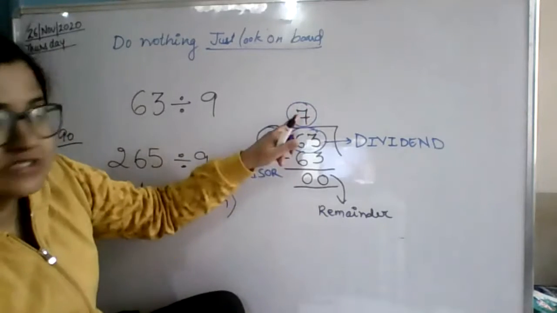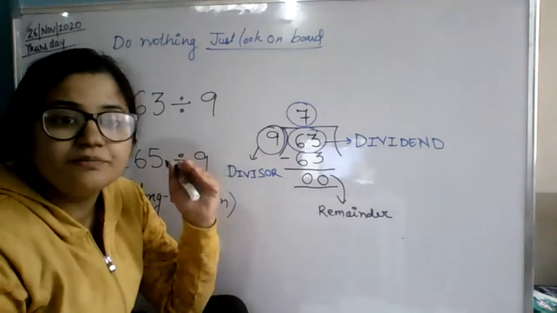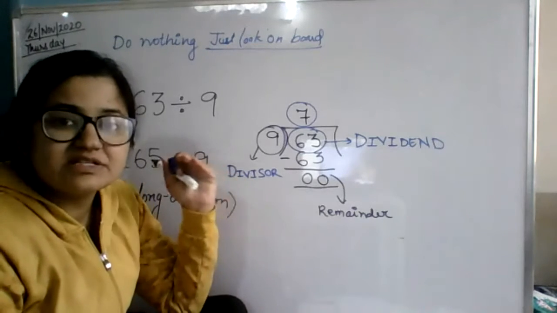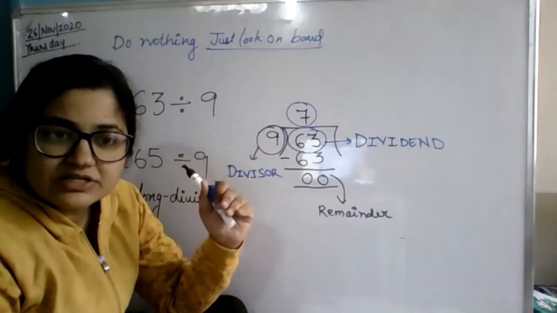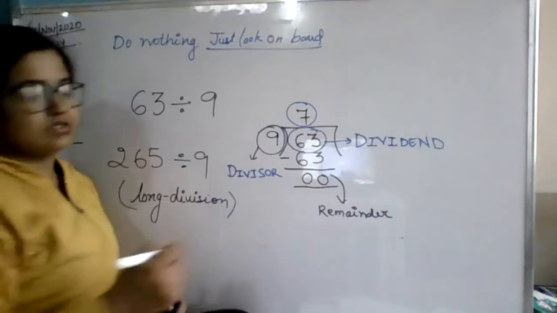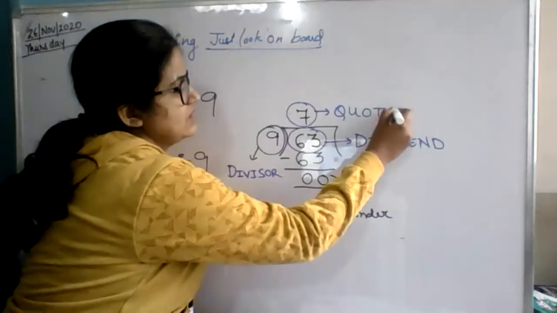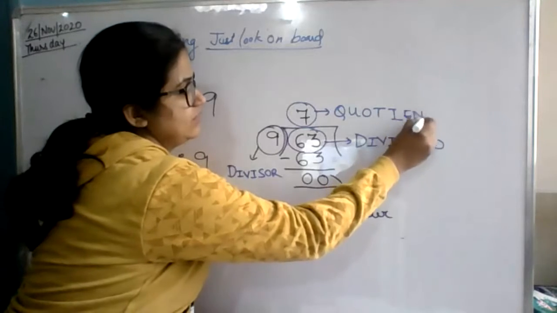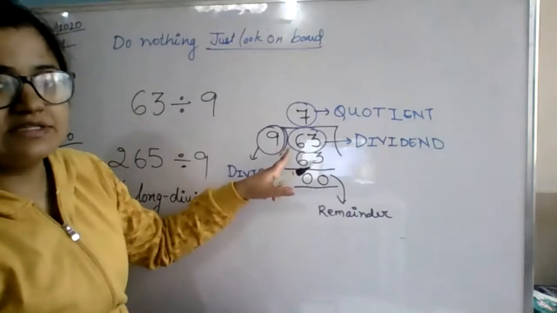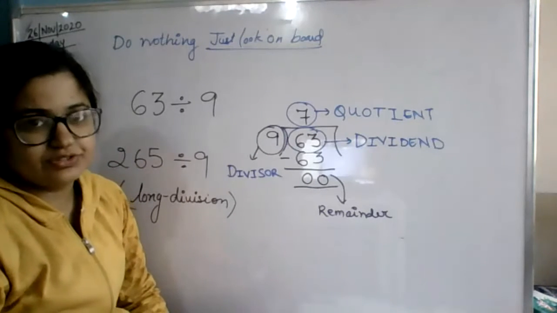And the number which is the answer, right? I told you the answer of addition is known as the sum. The answer of subtraction is known as the difference. The answer of multiplication is known as the product. Similarly, the answer of division is known as the quotient. Agrita, you can watch the recordings again. The answer of division is known as the quotient.